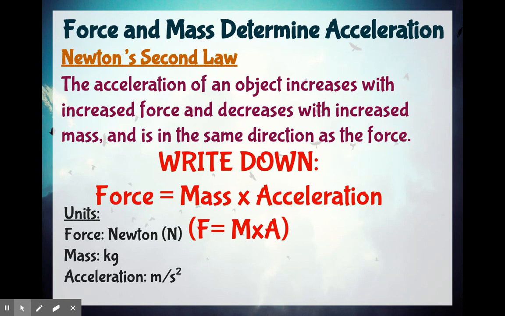So force is in newtons. Please write the word Newton and then a little N in parentheses, so when we need to abbreviate it, it's just N. Mass is in kilograms, kg. And acceleration is in m per s squared. Did we just learn about acceleration in our last unit? Interesting. It's like they connect or something.